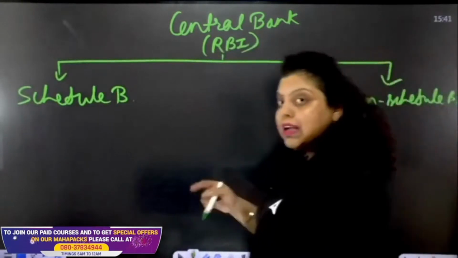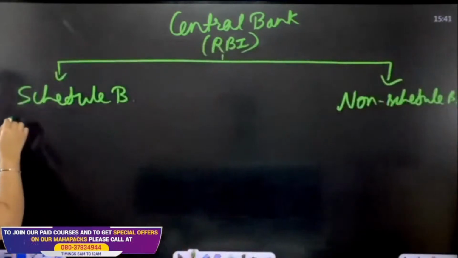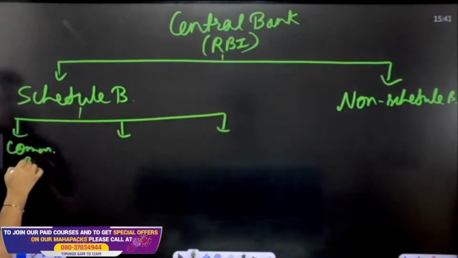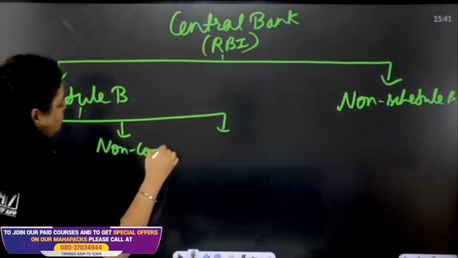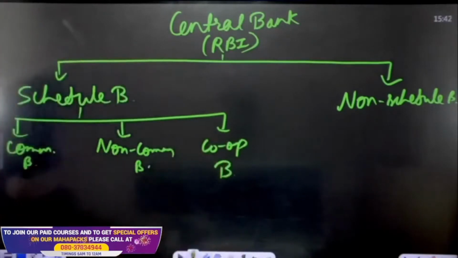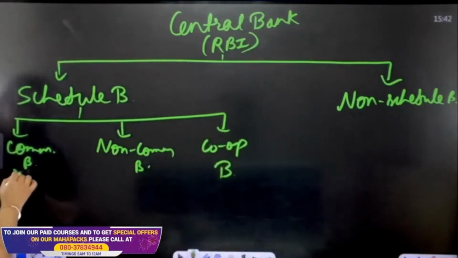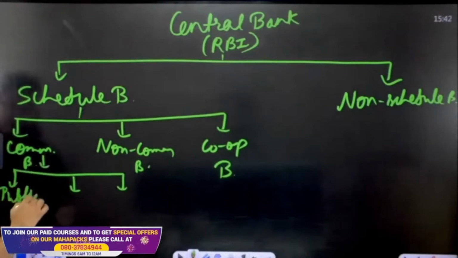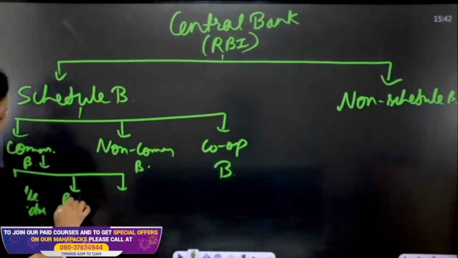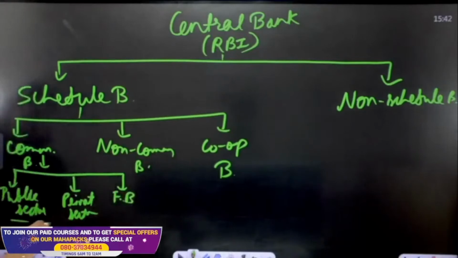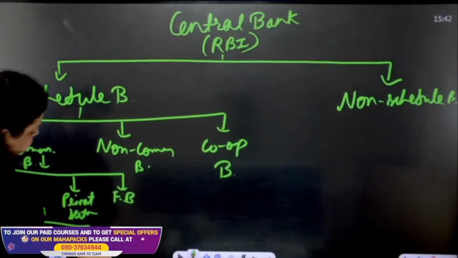Okay. Now the scheduled banks are further divided into 3 categories: commercial banks, non-commercial banks, and cooperative banks. So these 3 categories have been seen. Now the commercial banks are further divided into 3 categories: public sector banks, private sector banks, and foreign banks. Okay, now the public sector banks are further divided into 2 categories. First is State Bank of India, and the second one is nationalized banks.